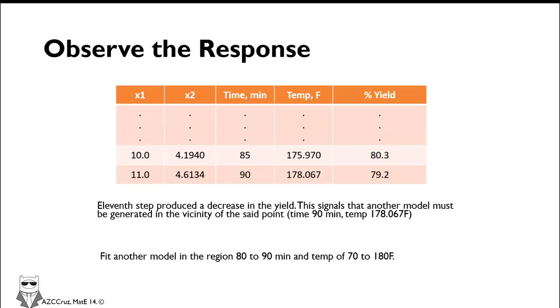Okay, so that is well within this region na to, kasi dito siya last nagwo-work pa yung model natin, etong 80.3. And by work I mean siya yung last point or last step dun sa model wherein the model continuously gave us an increasing value dun sa yield. Okay, so dito, pipiliin natin 85 as the new center point and temperature of 175 degrees Fahrenheit as also the new center point for X2, which is temperature.